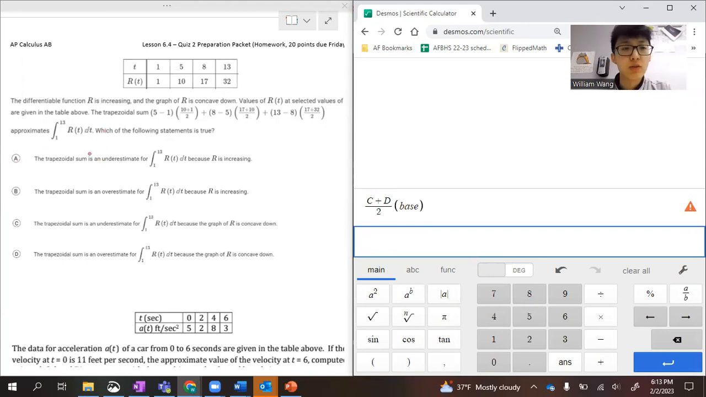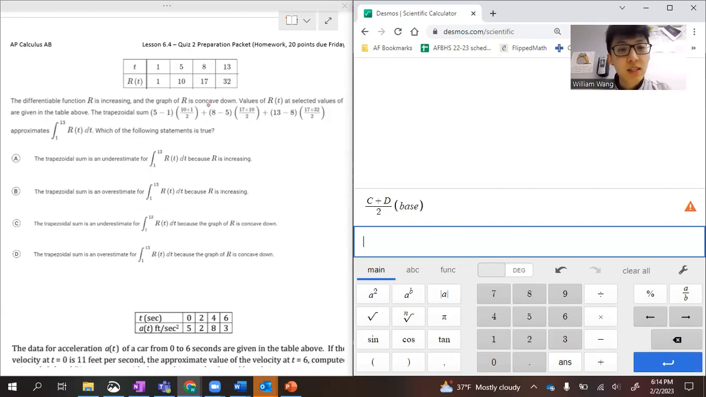And I'm going to read the answer choice really quickly. The trapezoidal sum is an underestimate because r is increasing. Trapezoidal sum is an overestimate. And a light bulb pops into my head, which is, wow, they don't even ask me for the actual answer. All they are asking me is whether it's an overestimate or an underestimate. So I don't need to do any calculations. I just need to read the problem and determine whether it's an overestimate or an underestimate, and I can pretty easily do that because we have a rule.